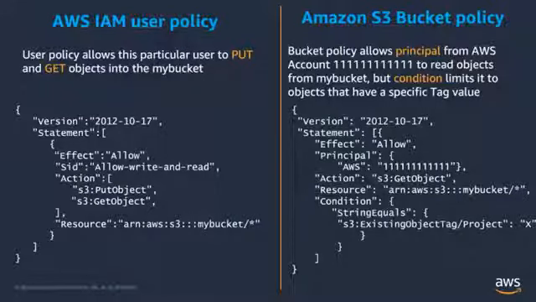Our version is going to be the same version as always. Our statement is effect, allow, principal, AWS, and our account number. Our action is GetObject. Our resource is mybucket/*. I'm not going to list the whole ARN every time, just the bucket part, so objects within my bucket. And my condition is StringEquals s3:ExistingObjectTag/project: X. That would mean that there is already a tag on the object where the name is project and the value is X. So that would limit this user to only getting objects that have that tag.